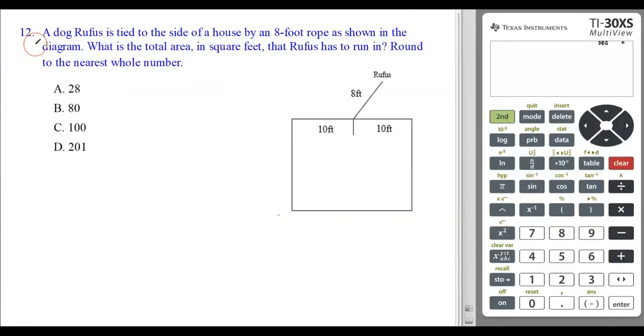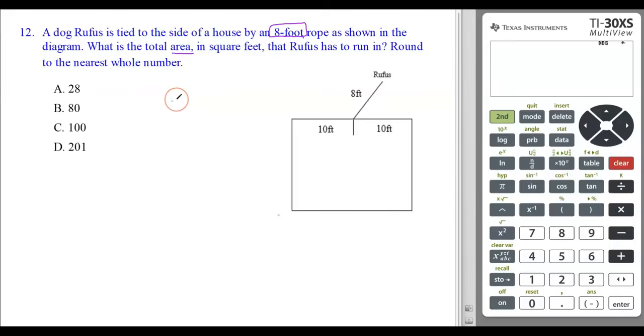Question 12. A dog Rufus is tied to the side of a house by an 8-foot rope as shown in the diagram. What is the total area in square feet that Rufus has to run in? Round your answer to the nearest whole number.